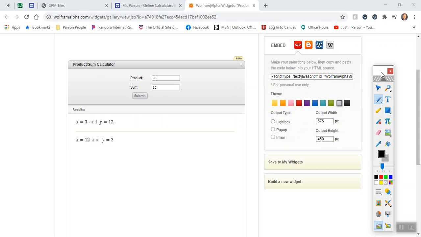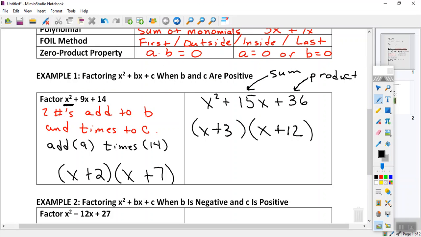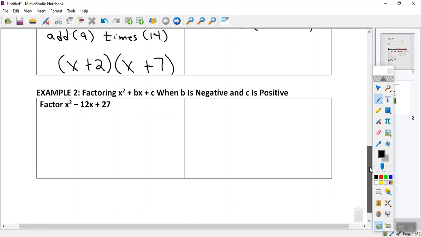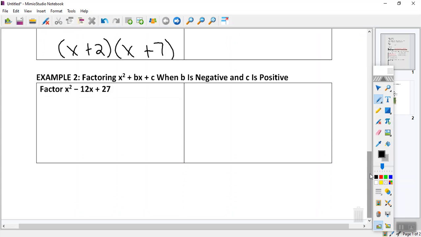All right, let's try some more. Now, guys, let's look at example 2. This time, instead of factoring x squared plus bx plus c, what do you notice about your middle term right here? This is a negative and this is a positive. Now, guys, anytime you have an order that goes negative, positive like this, you will always, always, always try to think of two numbers that multiply to positive 27, but add to a negative 12 this time.